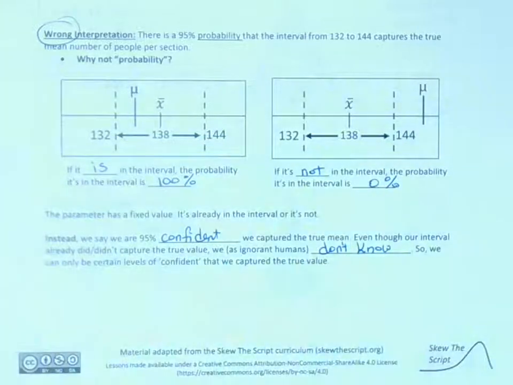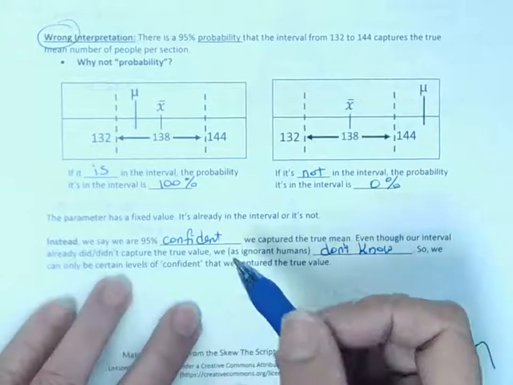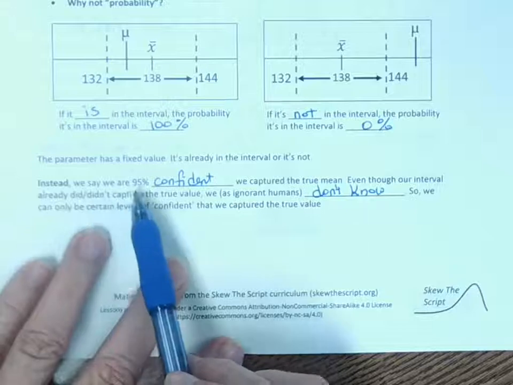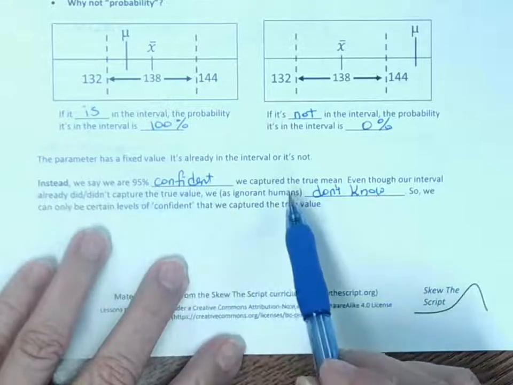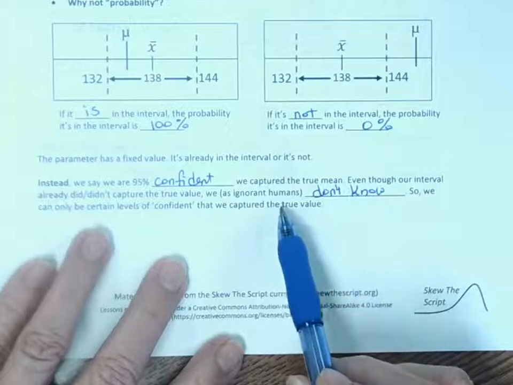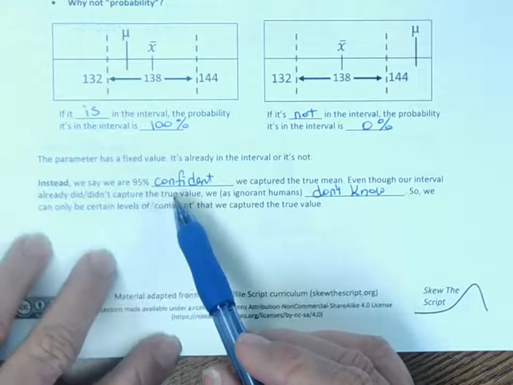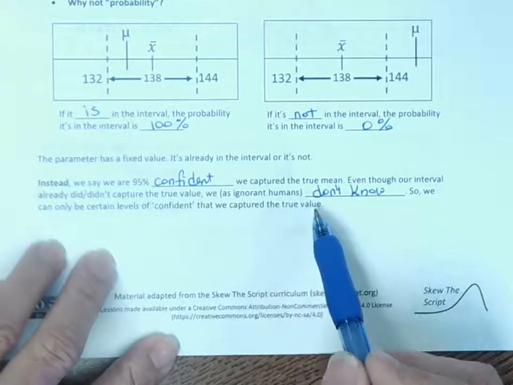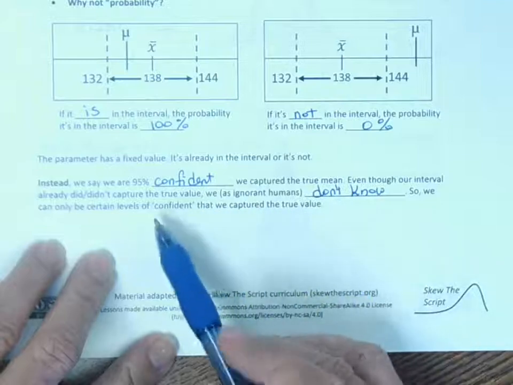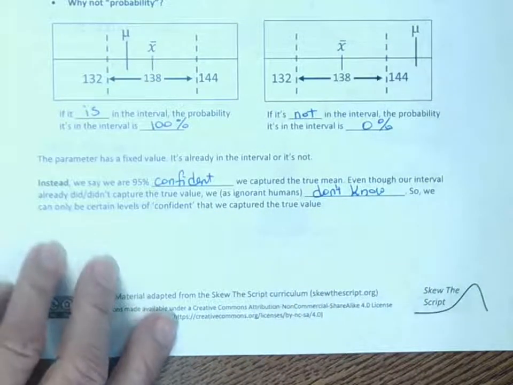So again, the parameter has a fixed value. And here's how we interpret a confidence interval. We are 95% confident that we captured the true mean. Even though our interval already captured or did not capture the true value, we don't know whether it did or not because we don't know the true mean. So we can only be a certain level of confident in terms of whether we captured it or not.